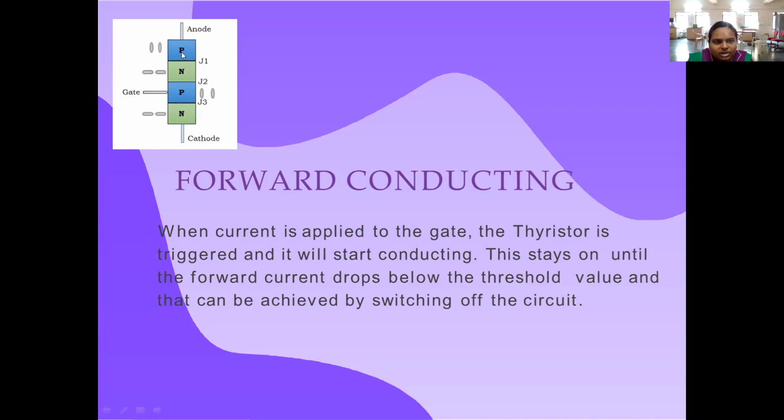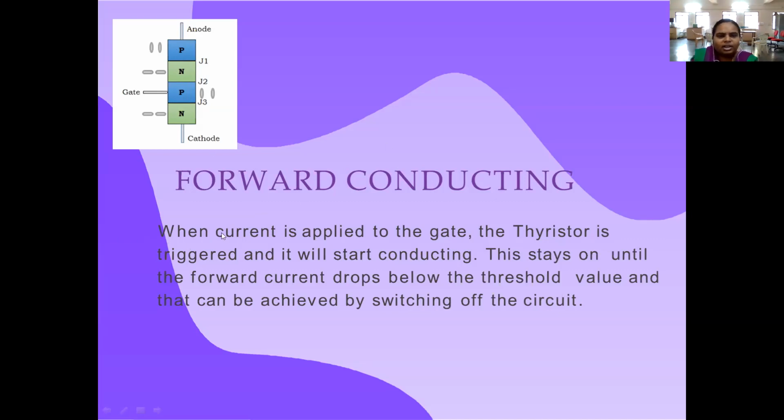Then the holes are attracted towards the electrons of N. Then again from the gate also it is applied. Again the electrons will be attracted towards the holes. Again here also N is there. The electrons will be attracted towards the holes, and all the junctions will be conducting in this forward conduction. Okay, J1, J2 and J3 all are in a forward path. Then only our SCR starts conducting. That's what forward conducting is.